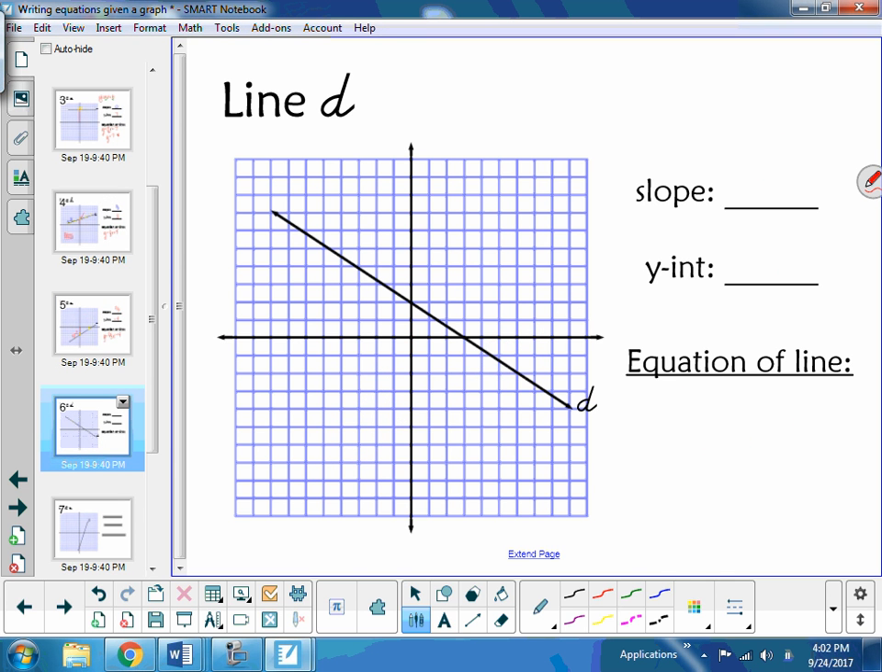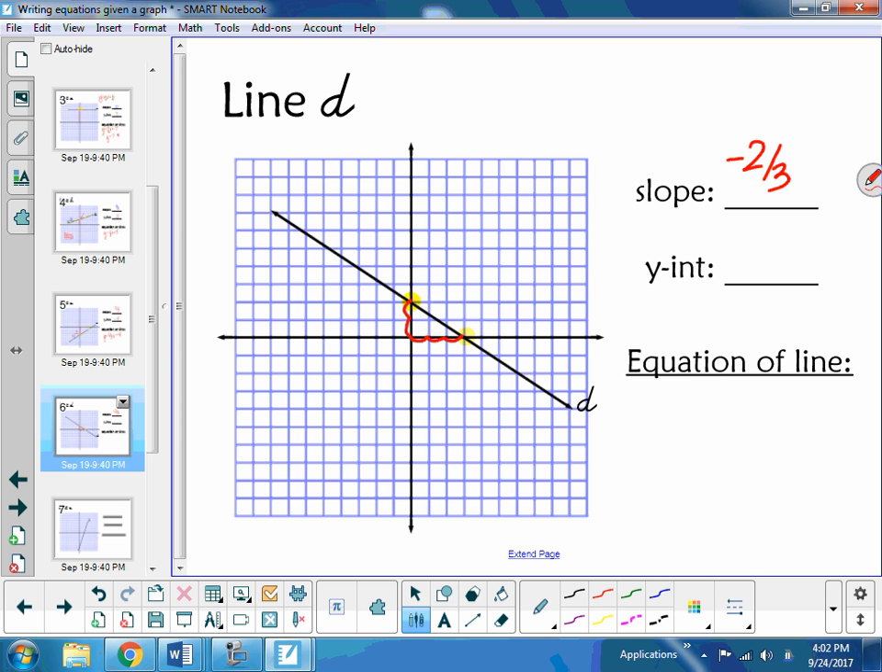All right, let's look at line D. Okay, looking for those good points again. I see one here and one here. So thinking about our slope, before I even start, look at the direction of that line. I know that is going to be a negative slope, so when I do my calculations, I should end up with a negative number. Think about rise over run. This time I'm falling, which is why it's going to be negative. So 2 over 3, and because I was falling, it's going to be -2/3.